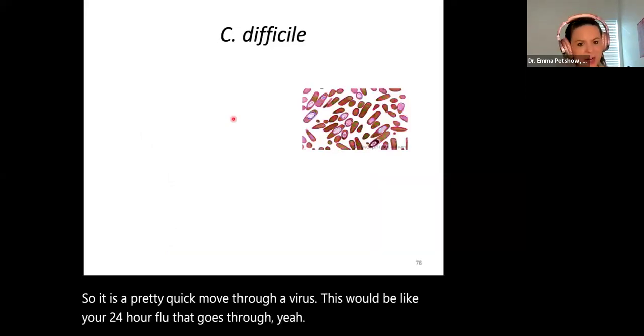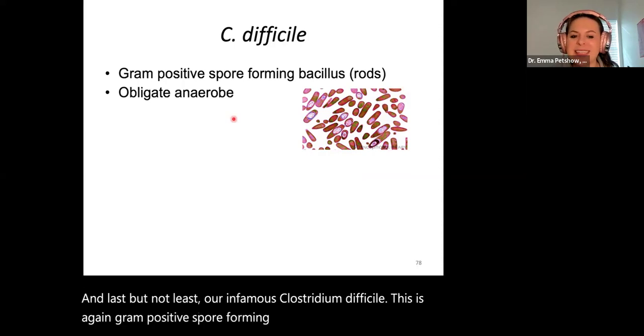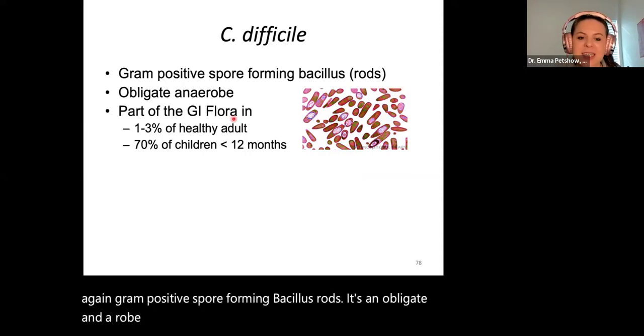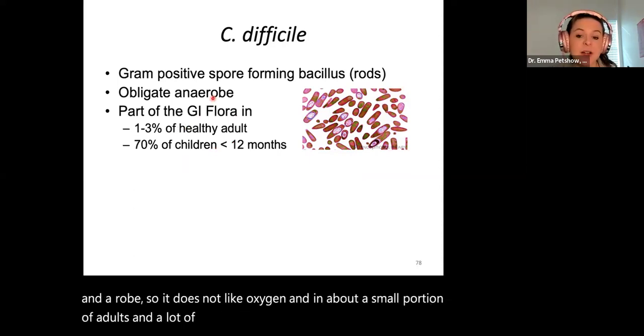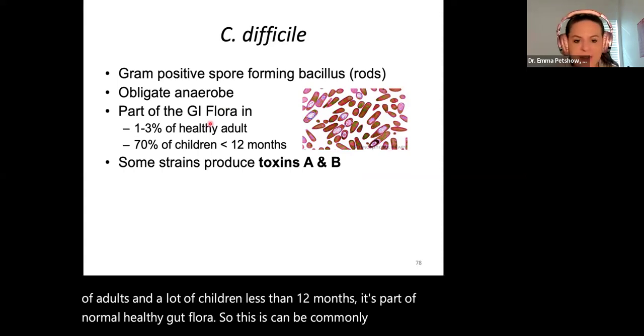And then last but not least, our infamous Clostridium difficile. This is, again, a gram-positive spore-forming bacillus. It's an obligate anaerobe, so it does not like oxygen. And in a small portion of adults and a lot of children less than 12 months, it's part of normal, healthy gut flora. So this can be commonly found in children, not commonly found in adults.